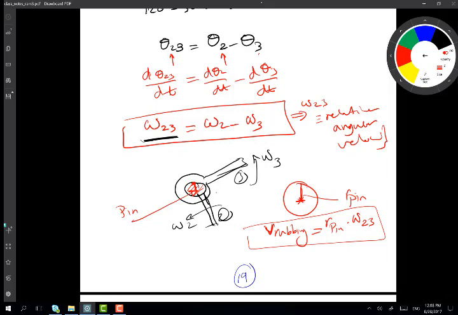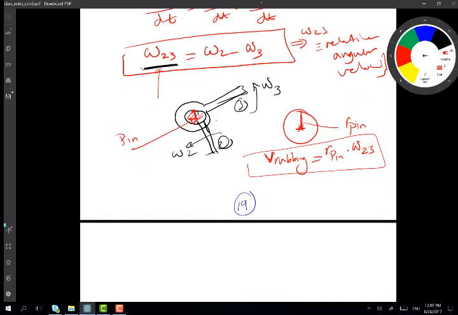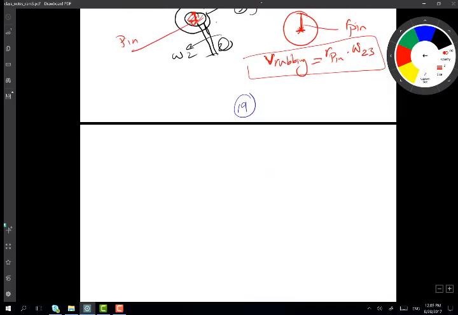Hence it's important to understand the concept of relative velocity when you are designing a linkage, specifically when you want to make sure that the pin you have used is going to endure the stresses and whatever.